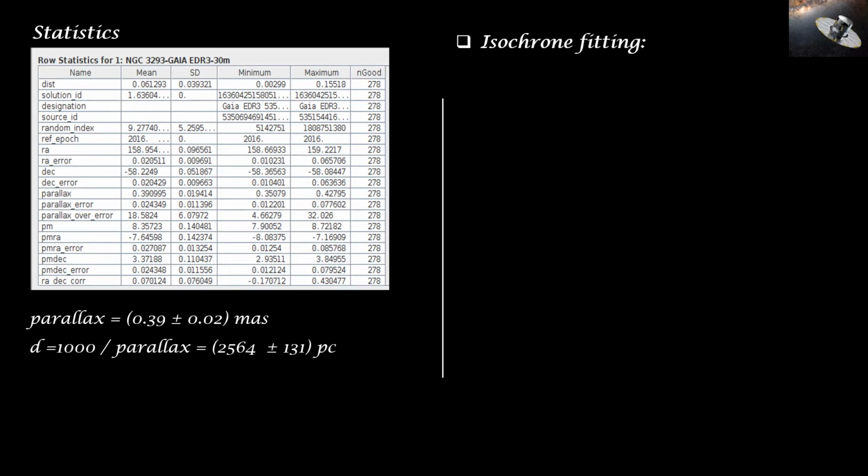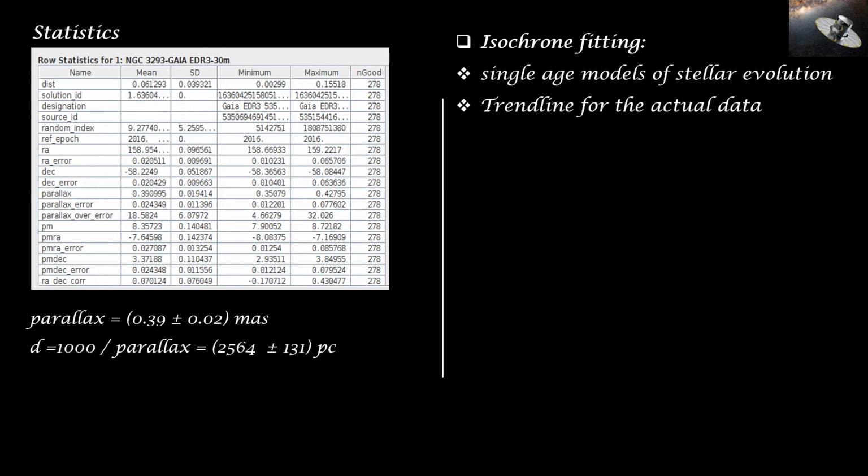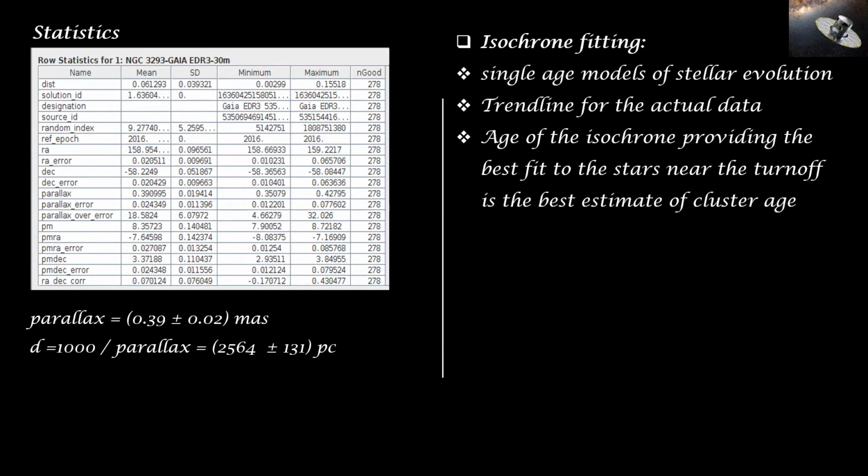The next step is isochrone fitting. Isochrones are single-age models of stellar evolution. They are plotted on the color magnitude diagram as a trend line where the actual cluster data should lie. The age of the isochrone that gives the best fit to the cluster data is the best estimate of the age of the cluster. So I plotted different isochrones on my color magnitude diagram.